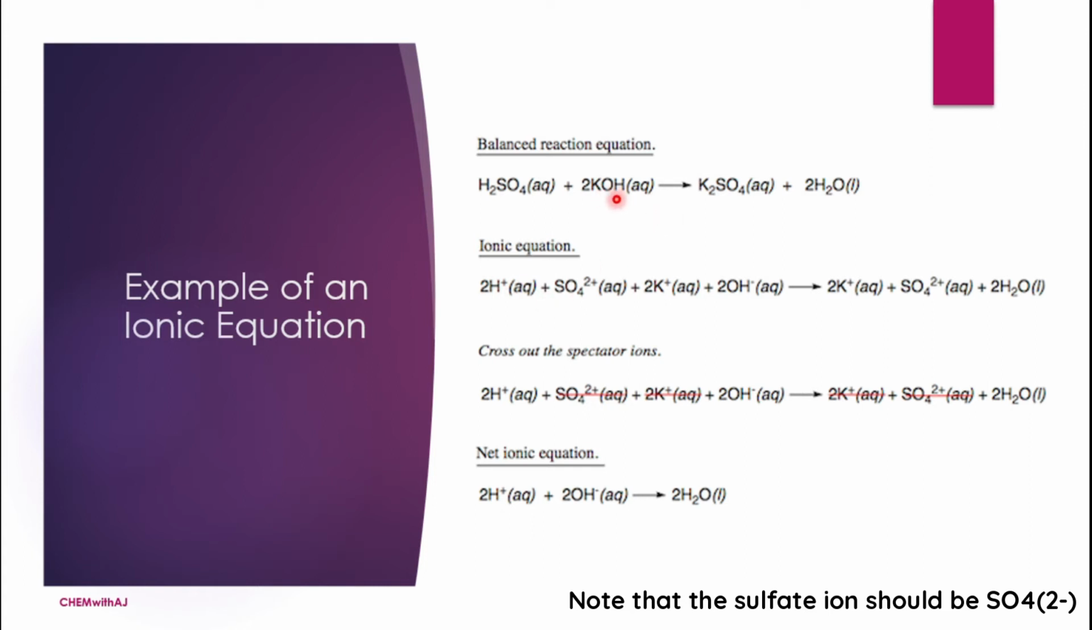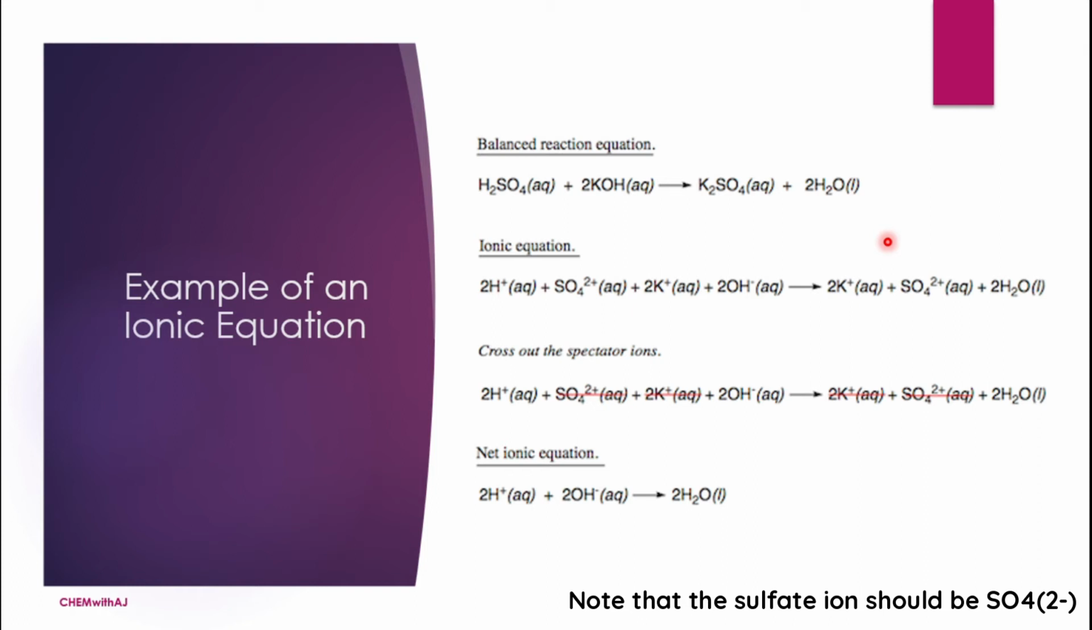Then after that we have 2KOH. So then we separate these also into K+ and OH- ions: 2K+, 2OH-. Then here on the product side we have K2SO4. It's aqueous, so we separate it into 2 K+ ions and 1 SO4. Again, this is not 2 plus, this is 2 minus. And water is a covalent compound, so we cannot separate it into its ions, so we write it as water.